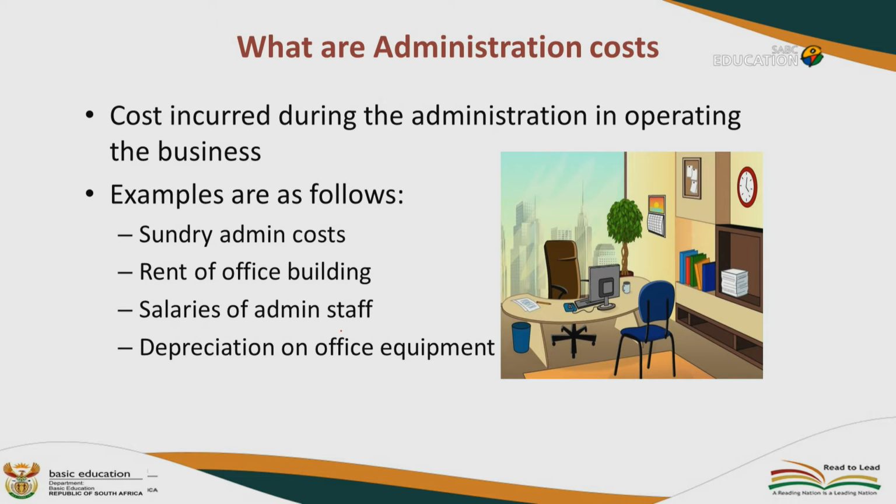Yes, my dear learners there at home, when you see this picture, it comes to your mind that this is an office. Yes, when we talk about an administration cost, we are relating to the office. So the explanation is as follows. Administration costs are costs incurred during the administration in operating the business. And the examples are as follows. We have your sundry admin cost. You have the rent of the office building. You must also pay your admin staff, and also your office equipment will depreciate.